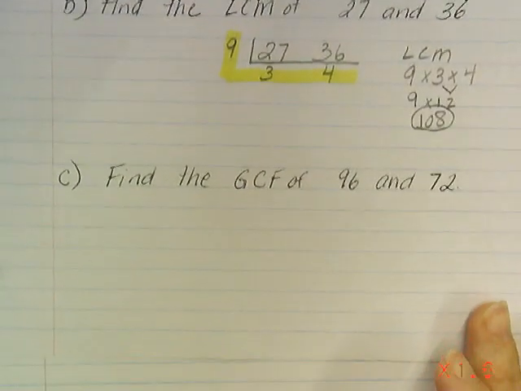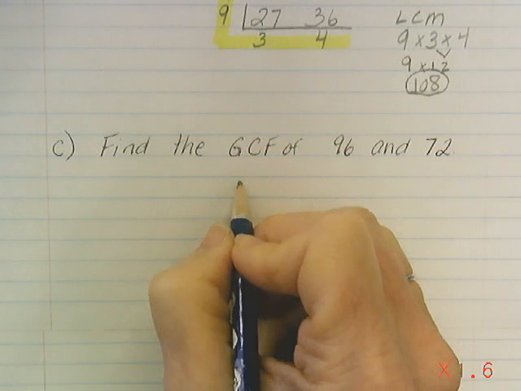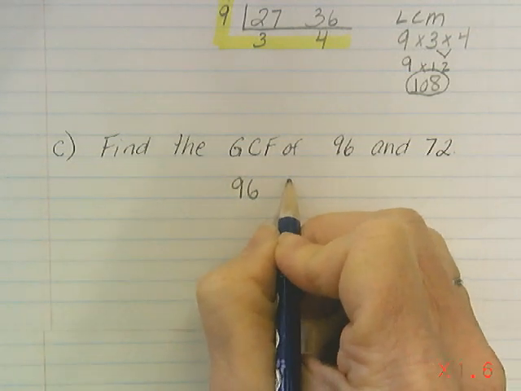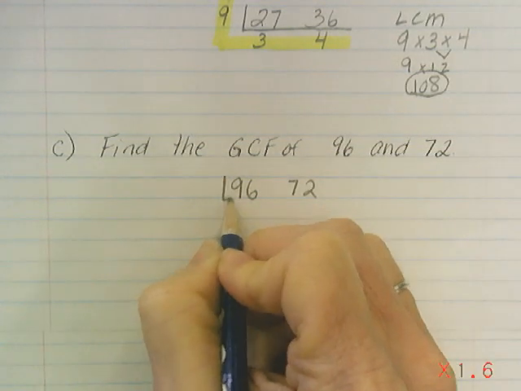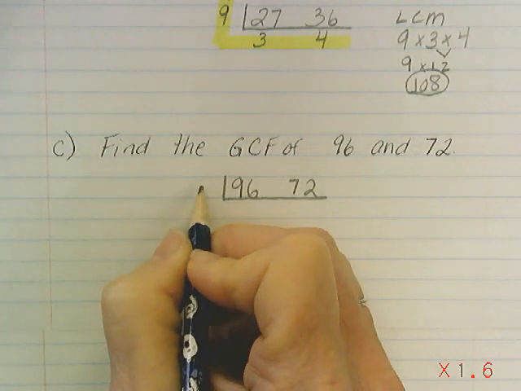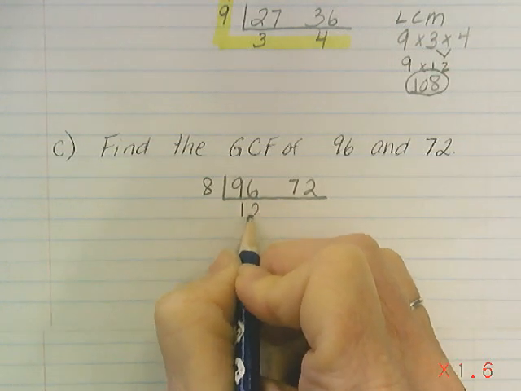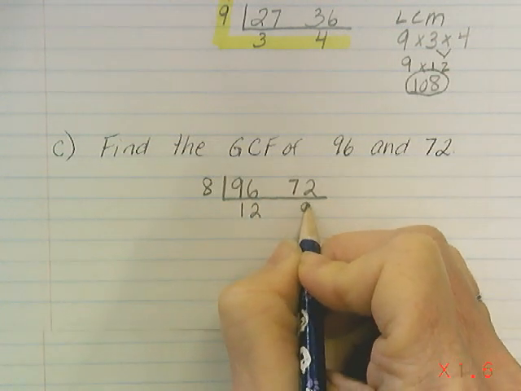Let's do one more here. We're going to find the GCF of 96 and 72. Let me write down one next to the other. Our upside down division sign. I know that 8 goes into both of those numbers, so let's divide by 8. 96 divided by 8 is 12. 72 divided by 8 is 9.